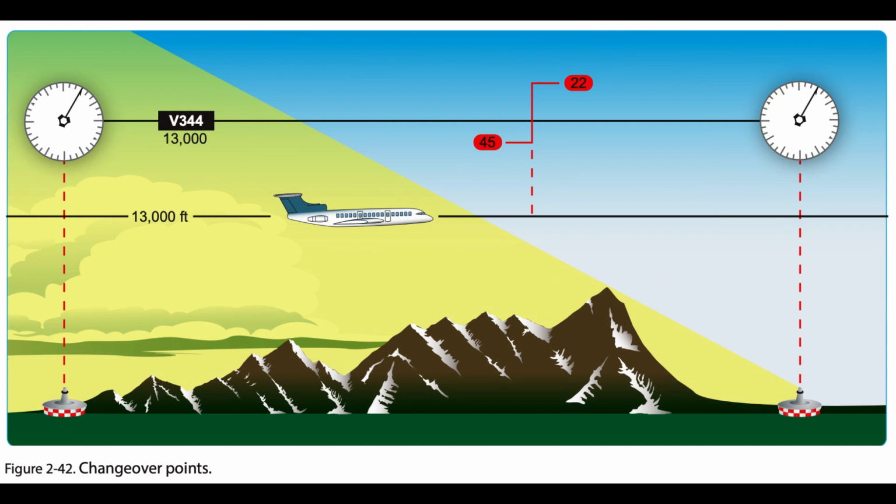Changeover points. When flying airways, pilots normally change frequencies midway between navaids, although there are times when this is not practical. If the navigation signals cannot be received from the second VOR at the midpoint of the route, a COP is depicted and shows the distance in nm to each navaid. Figure 2.42. COPs indicate the point where a frequency change is necessary to receive course guidance from the facility ahead of the aircraft instead of the one behind.